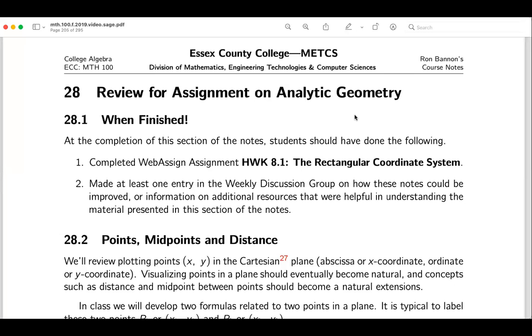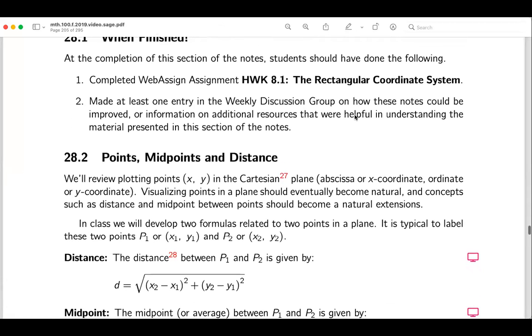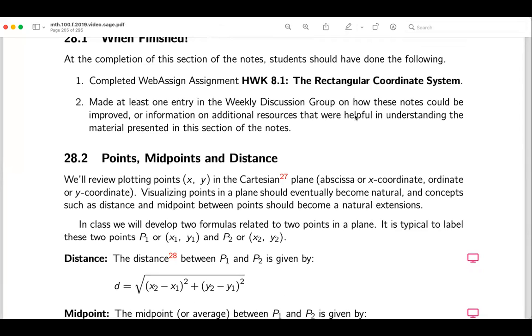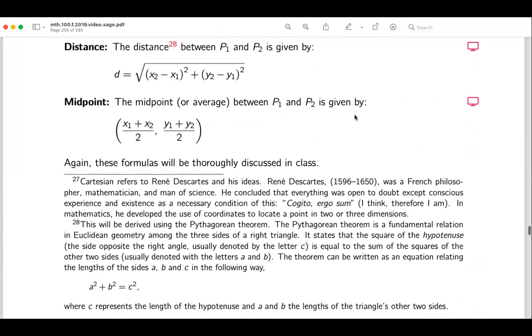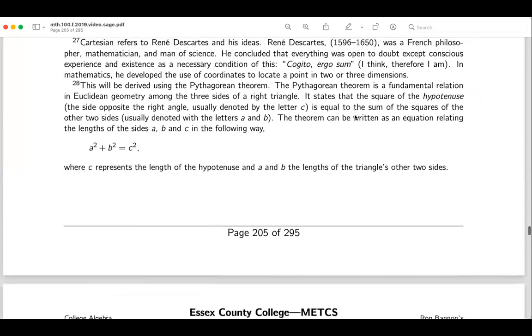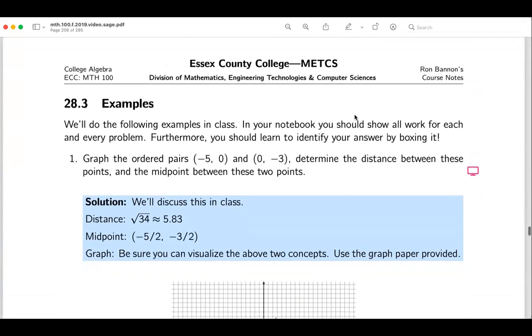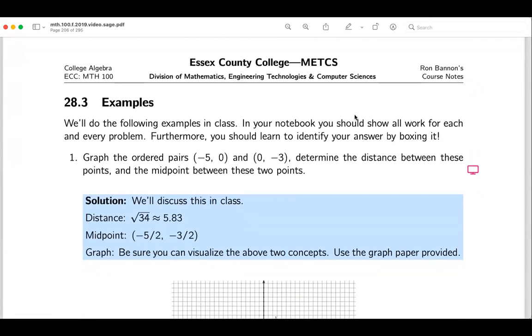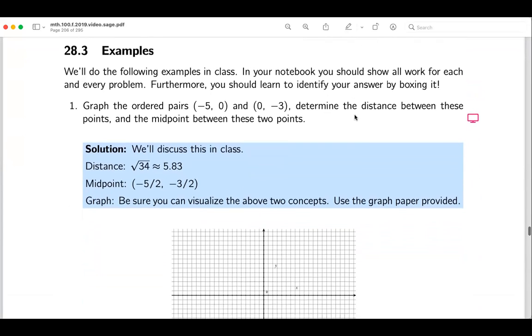Okay, we're in section 28 of the notes. It's the analytic geometry. We covered this section. We covered the rectangular coordinate system, points in the plane, midpoint, distance. Hopefully that stuff is well understood at this point. Hopefully the examples hammered across what we want you to be able to do, and certainly what's expected of you.